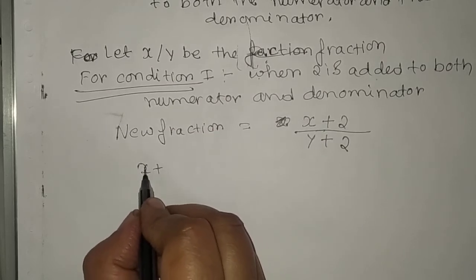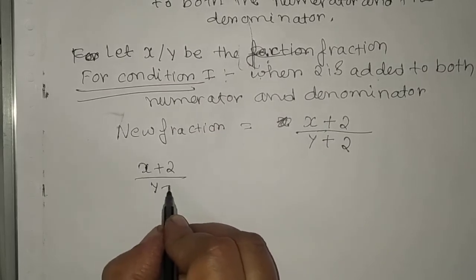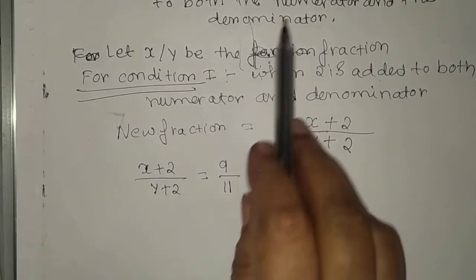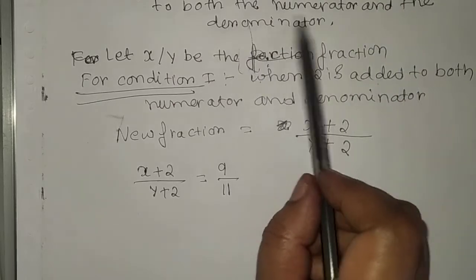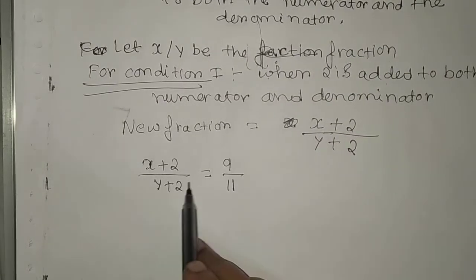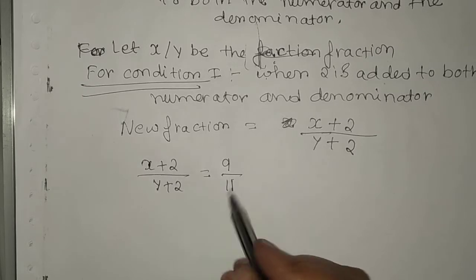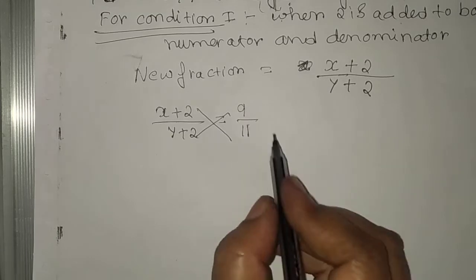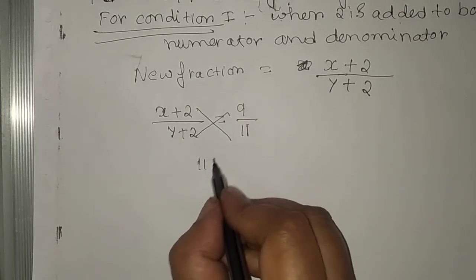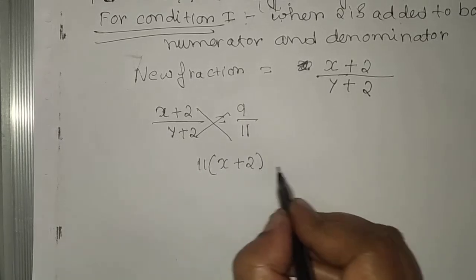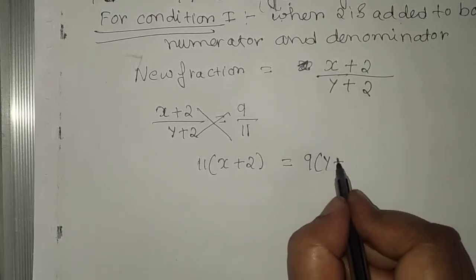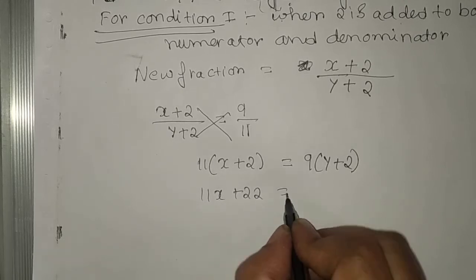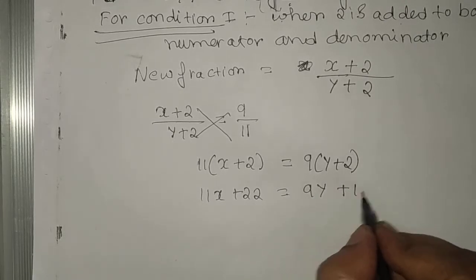Then x plus 2 by y plus 2 is equal to how much they are given? 9 by 11. The fraction becomes 9 by 11 if 2 is added to both the numerator and the denominator. Then we have to equate this to 9 by 11. Then cross multiply. So cross multiply, how much we get? Therefore we get 11 into (x plus 2) is equal to 9 into (y plus 2). So therefore we get 11x plus 22. This side we get 9y plus 9 twos are 18.